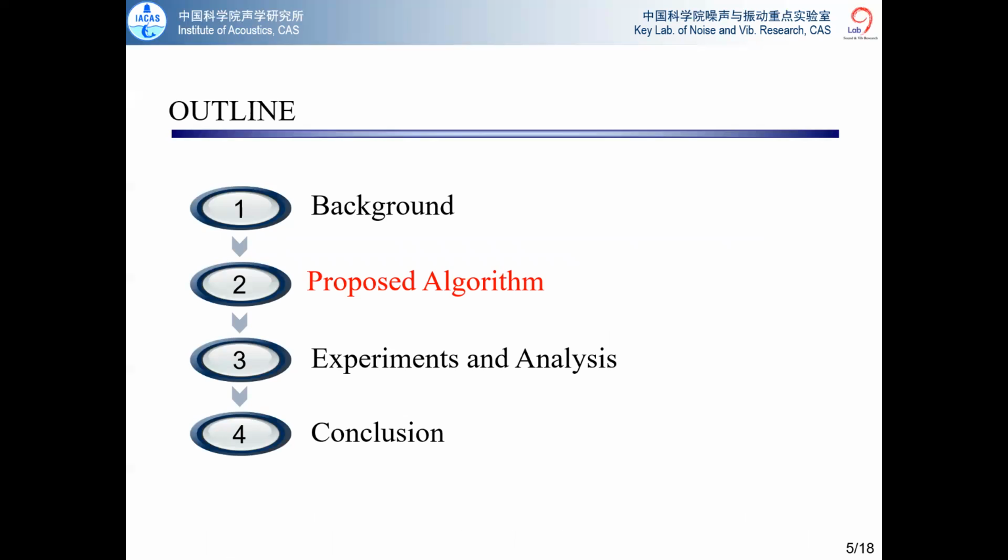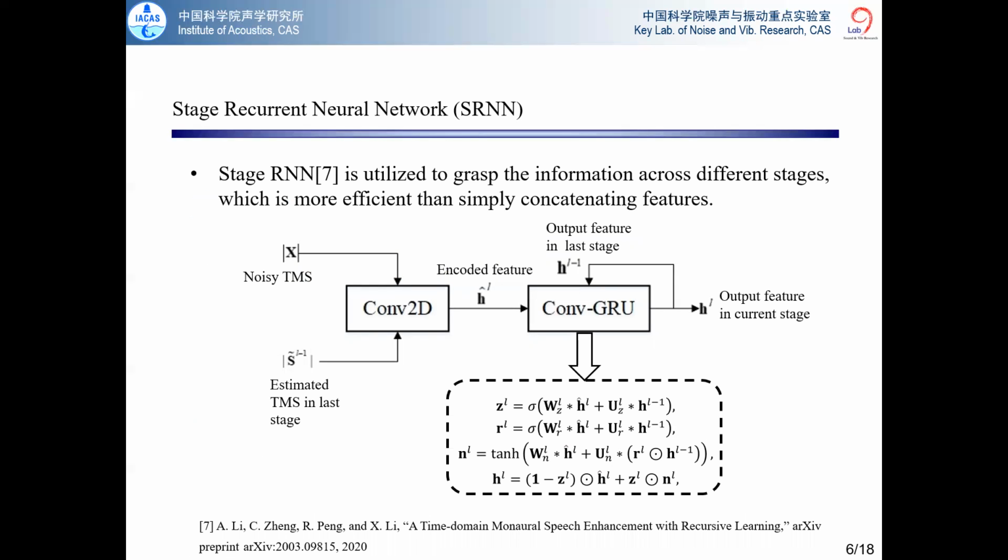Let's go to the second part. I first introduce the stage recurrent network, SRN. As the figure shows, it includes two parts, namely a convolution layer and a conv-GRU module. The convolution layer receives both the noisy target magnitude spectrogram, TMS, and the estimation from the last stage to obtain the encoded feature H hat L. Then conv-GRU will receive both H hat L and H L minus one to update the output feature, HL.